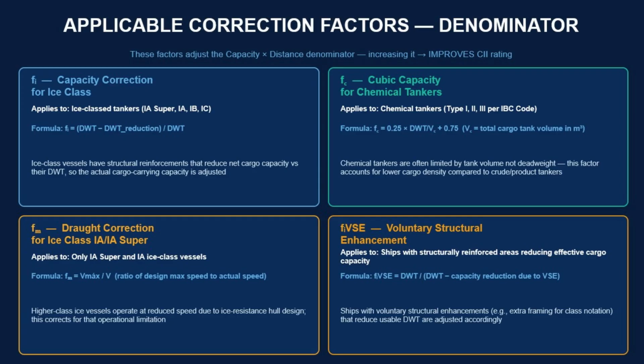Some factors increase the denominator and improve CII. The first is fi for ice-class vessels. The second is FM, applicable to IA and IA Super ships. The third is FC for chemical tankers. And the fourth is FIVSE for voluntary structural enhancements. These factors account for capacity reductions or operational limitations and ensure a fair comparison between different ship types.